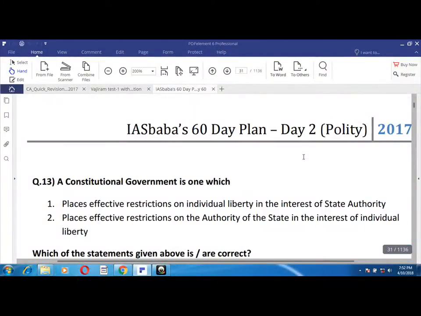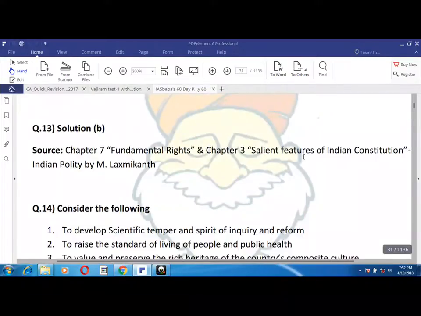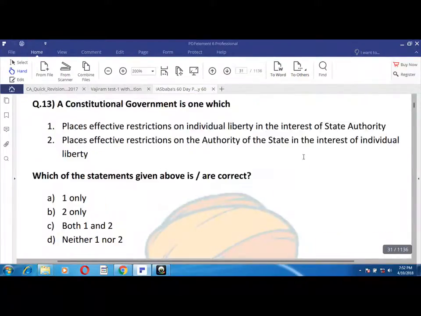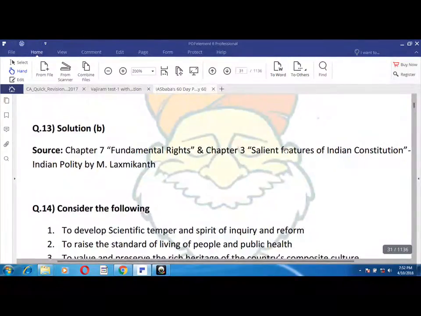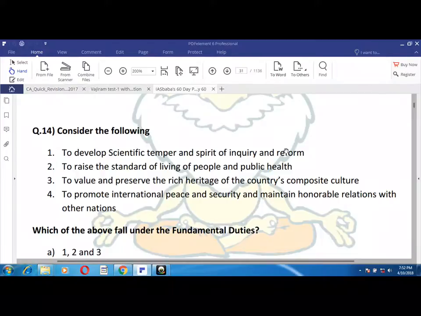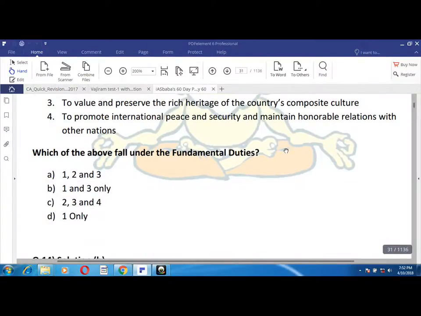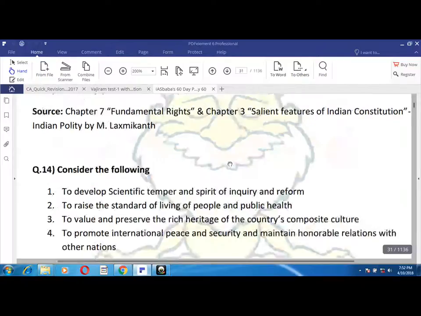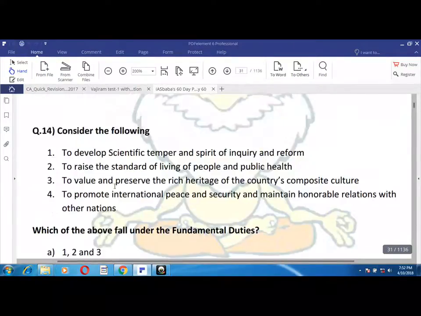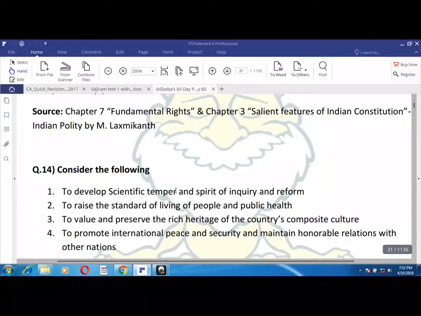A constitutional government is one which places effective restriction on the authority of the state in the interest of individual liberty. Consider the following statements. Items 1 and 3 fall under fundamental duties: to develop scientific temper and spirit of inquiry and reform, and to value and preserve the heritage and culture, the country's composite culture.